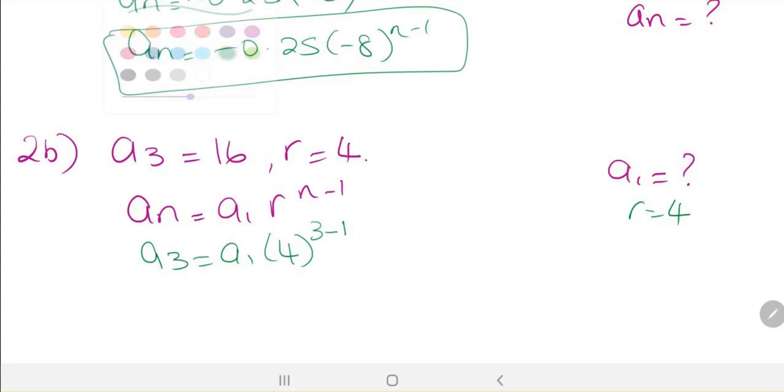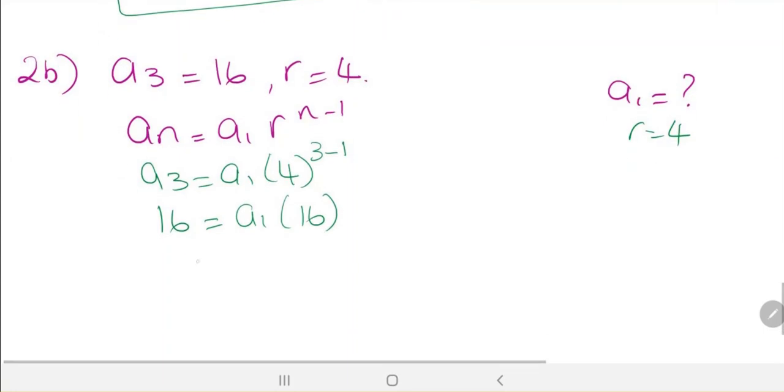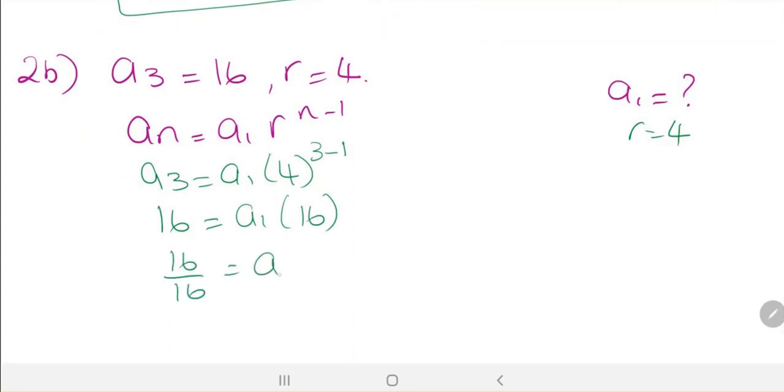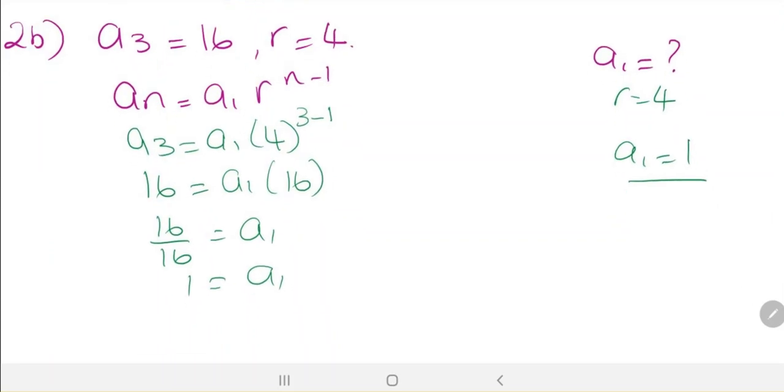And we can substitute in the value. We're given a3 is 16. So 16 equals a1 times 4 to the power of 2, and this is going to be 16. So 16 divided by 16 is a1, so a1 is going to be 1. So our formula, if we substitute this in, is an equals 1 times 4 to the n minus 1. And we can just write 4 to the n minus 1 as our final formula.